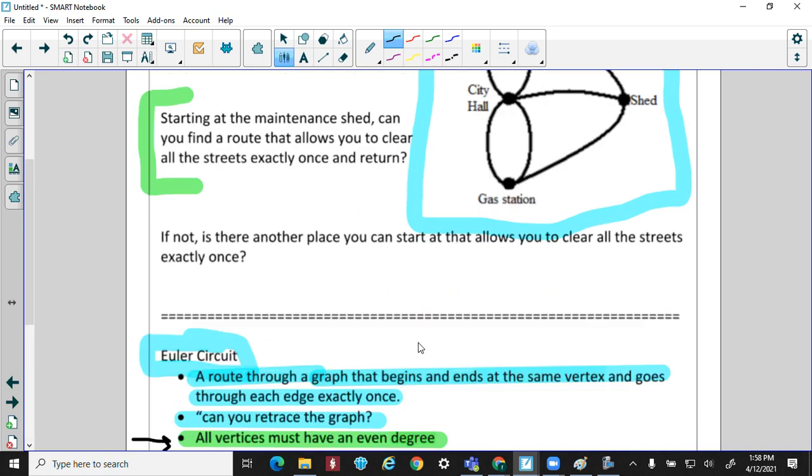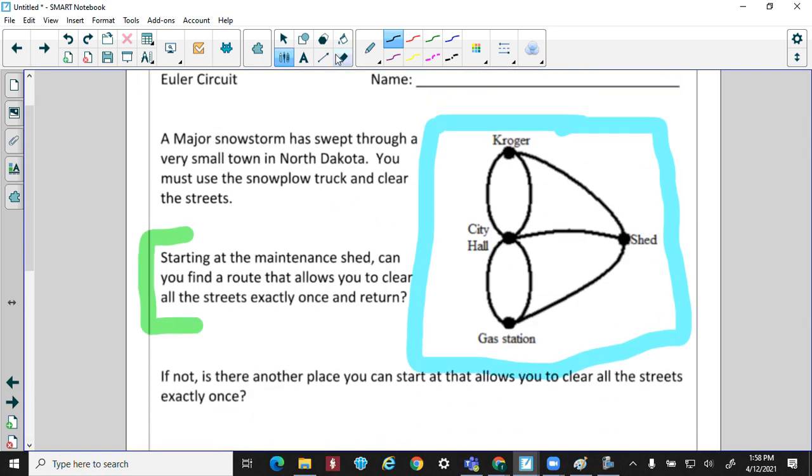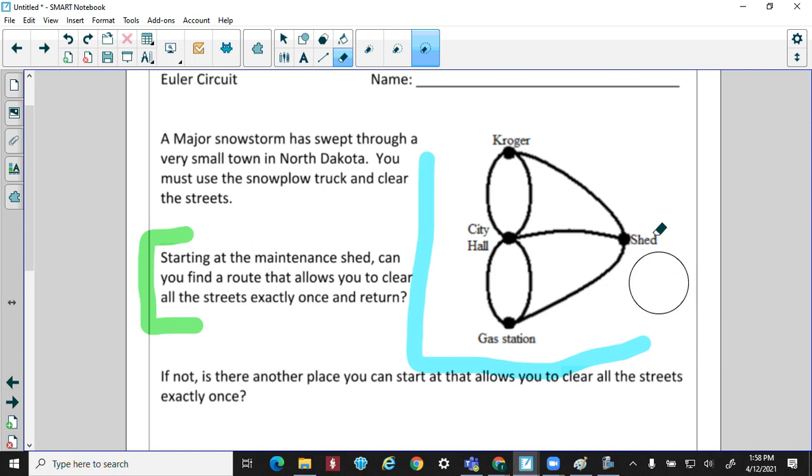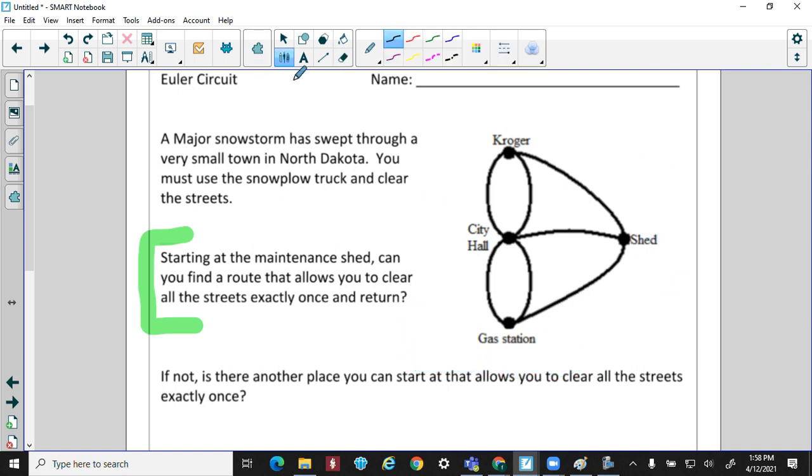Now let's go back to this one right here. Let's just count up the degrees. So the shed has 1, 2, 3 roads connected to it, so that means the degree of 3.